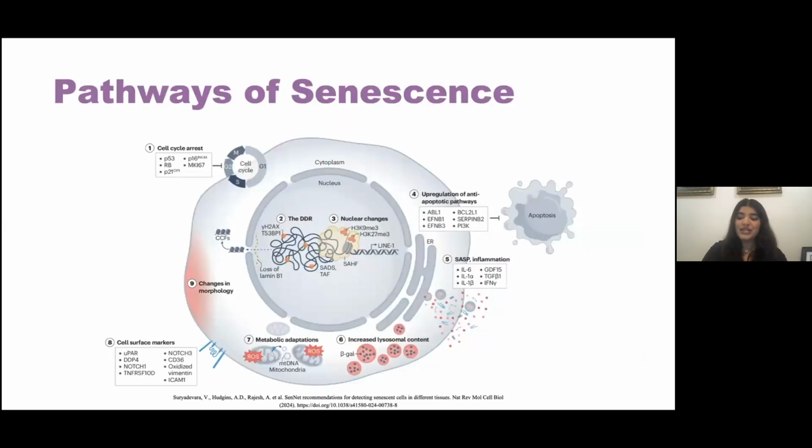So some of the pathways of senescence are reasons why senescence occurs within the cell. This can be due to cell cycle arrest, the activation of the DNA damage response, changes within the nucleus of the cell itself, upregulation of anti-apoptosis within the cells, inflammation that occurs, as well as various other forms. But we'll be focusing on three main ones today. We'll be focusing on the DNA damage response, any oncological or cancer-related stressors that occur, as well as those SASP factors that I was talking about, which lead to inflammation within the cell.